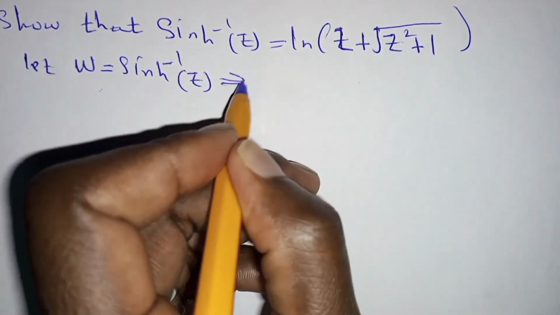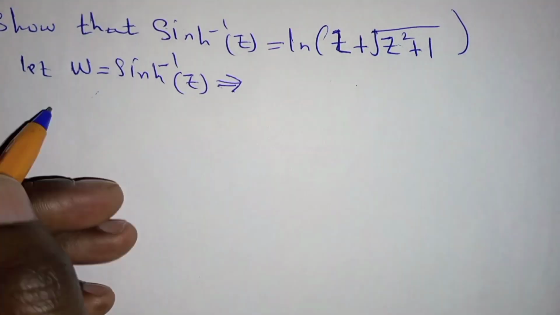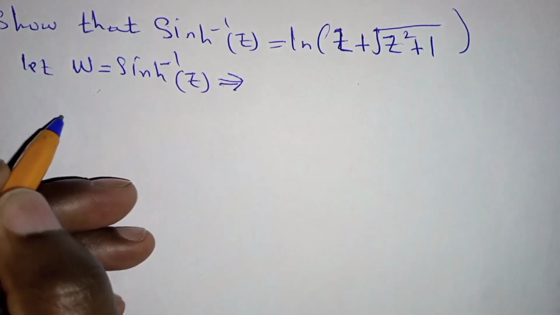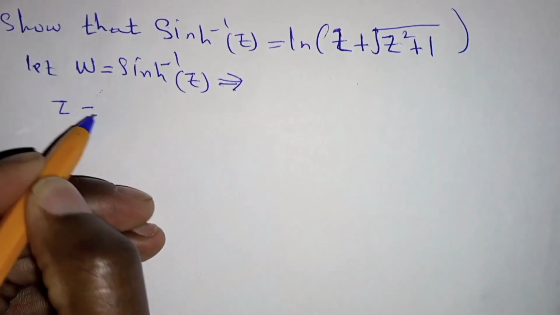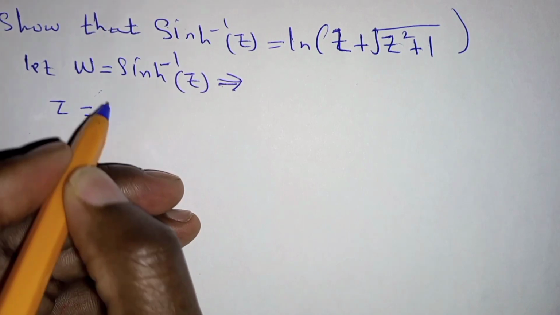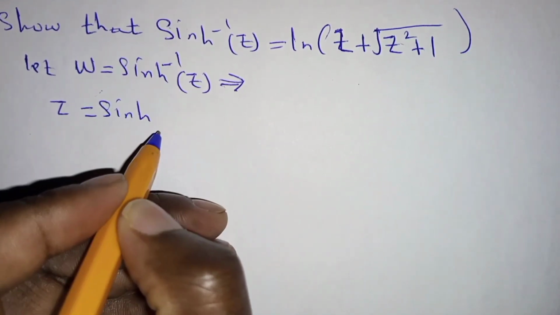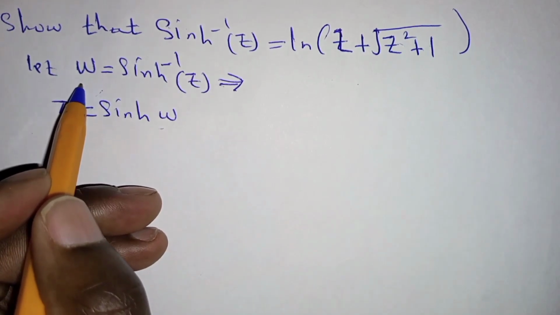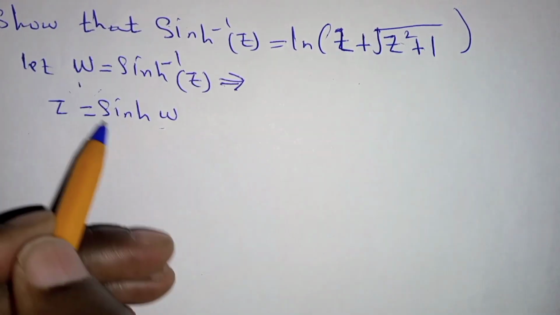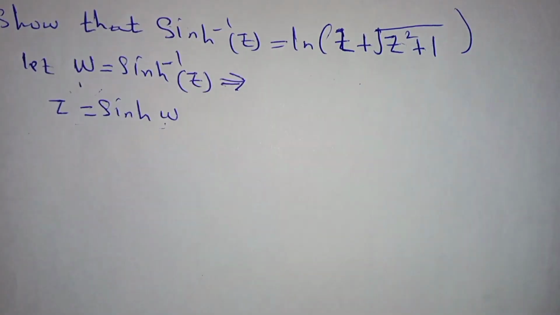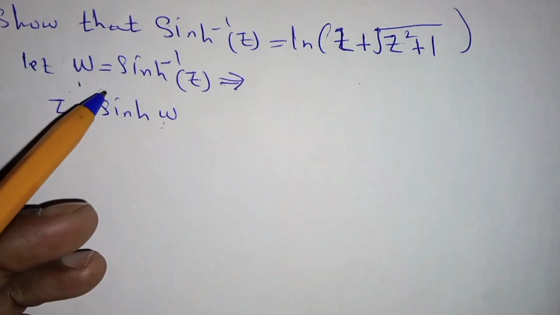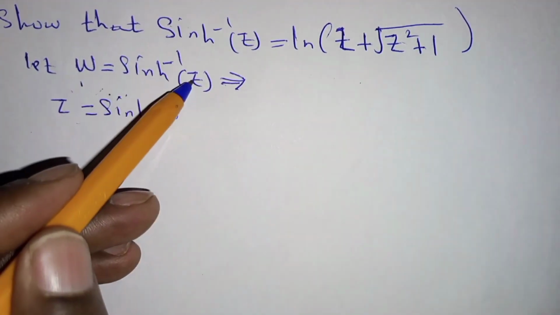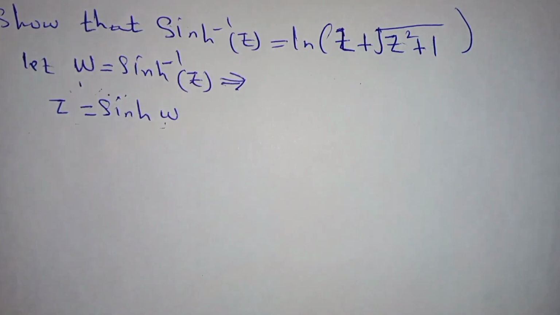You multiply by hyperbolic sine of z on both sides so that you get z is equal to hyperbolic sine of w. We are going to obtain this. Step number 1, you multiply by hyperbolic sine on both sides so that this side will be left with the z by rules of indices.